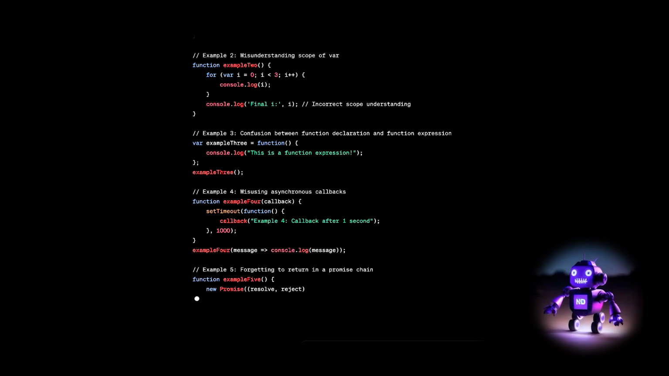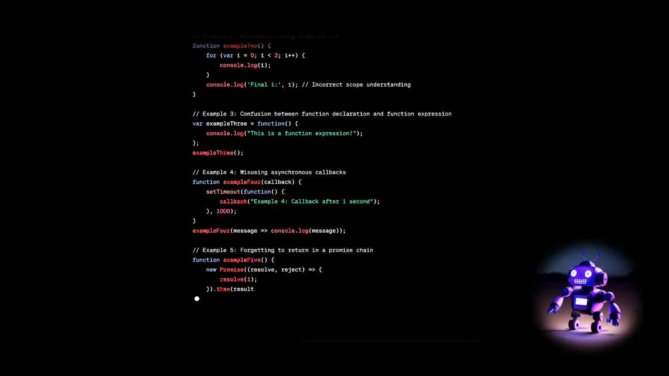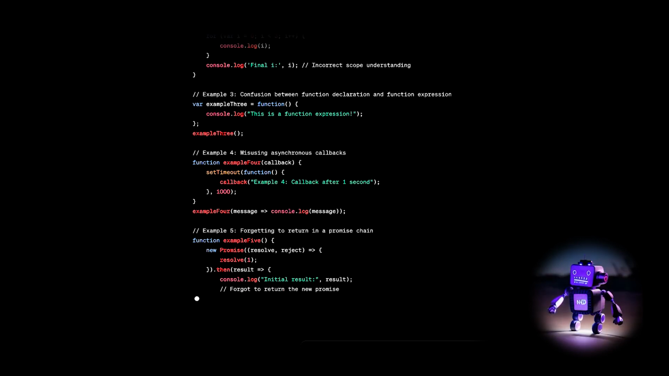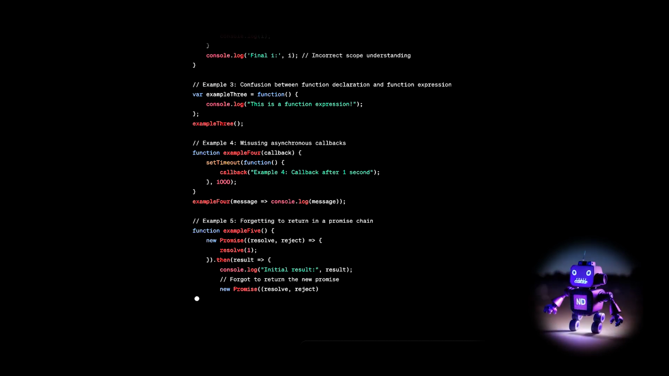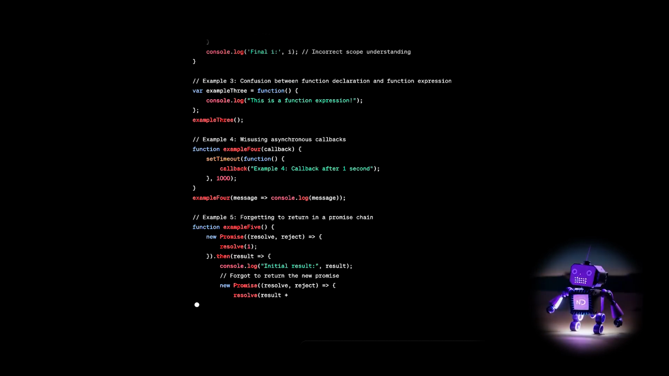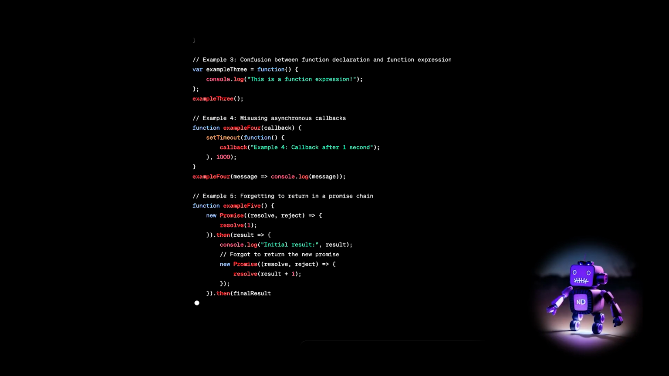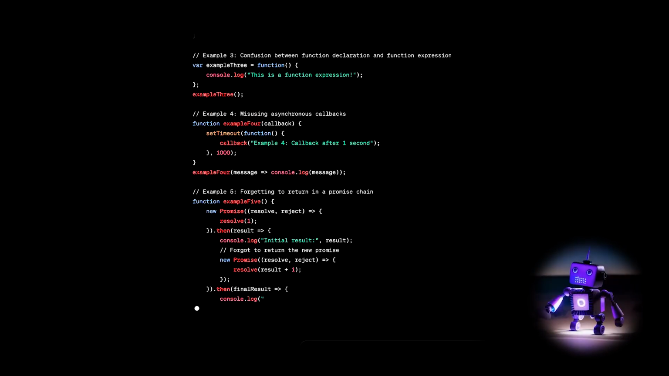The fourth example is about the misuse of asynchronous callbacks, particularly with setTimeout. The mistake here isn't in the syntax, but in the understanding of asynchronous execution. New JavaScript developers often struggle with the concept that the callback function inside setTimeout will not execute immediately, but after at least the specified delay. This can lead to confusion when trying to sequence asynchronous operations, especially if one tries to use synchronous code patterns with asynchronous code.